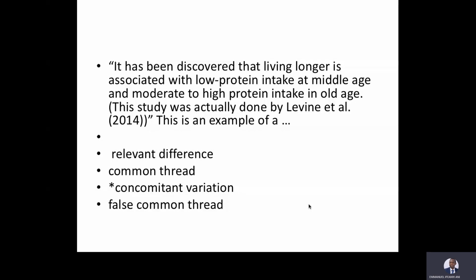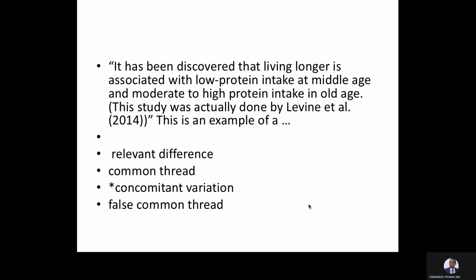Relevant difference, common thread, concomitant variation, false common thread. Now, what causes longer life? Protein intake. At a point, you have low protein intake. At another time, you should have a higher protein intake. So we are talking about what? Degrees of protein intake. And that means the answer is concomitant variation.